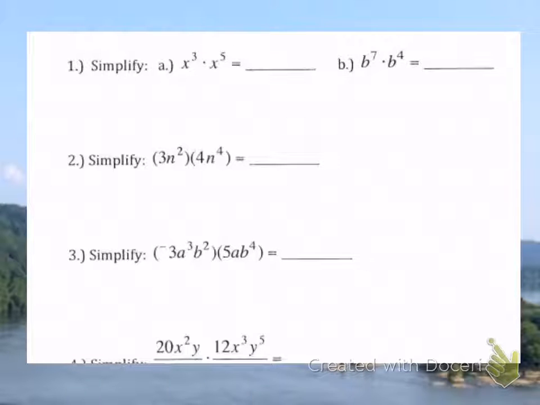So that rule is a rule that hopefully you'll memorize, but I'd like to take a look at where that rule is coming from. So some examples here under number 1. We have x to the third, which we could write expanded out as x times x times x. And then times x to the fifth, which we could expand out as 5 factors of x.